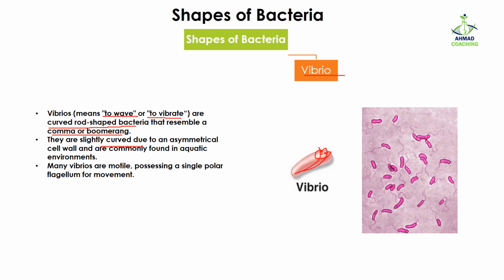So here you can see they are like bacilli, rod shaped, but they have this one small curve. Because of this reason, we classify them as Vibrio instead of bacilli. Many Vibrios are motile, meaning they can move because they have a single polar flagellum for movement. Here you can see this Vibrio has this one flagellum which helps in movement, and they can move from one place to another place. So that was all about shapes of bacteria.